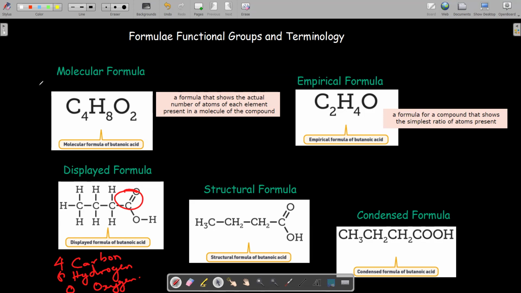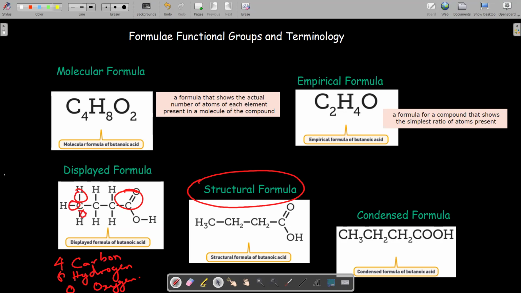Okay. So the next thing that we need to know of, a little further from displayed formula, is called the structural formula of the molecule. And this is also something important we need to know, because this type of formula is not as complex as drawing all the bonds. Can you see here? All the bonds are drawn here.